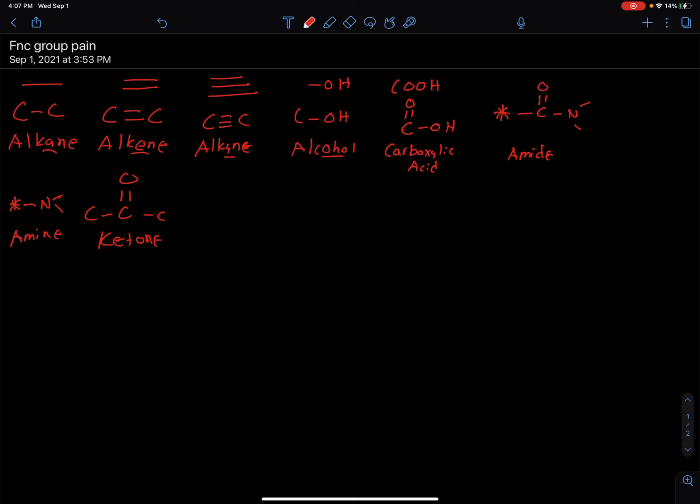Aldehyde, we'll just draw as such. Again, this could be whatever you want, and then this is again bound to that carbonyl. But that just looks exactly the same as a ketone, right? Except an aldehyde must have this hydrogen here. Absolutely must have this hydrogen. Okay, that is the difference.